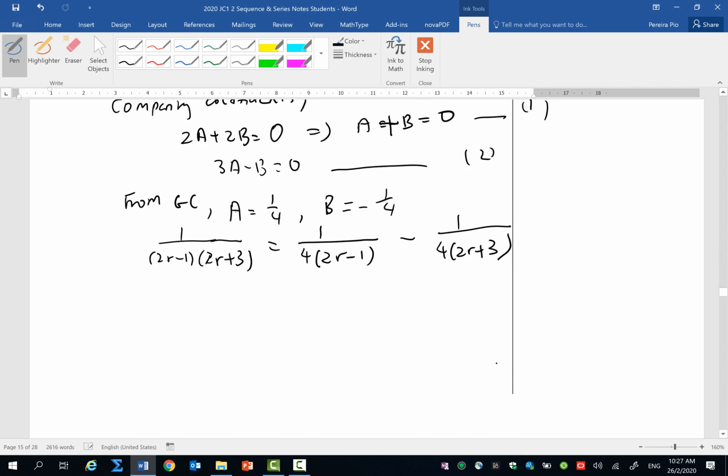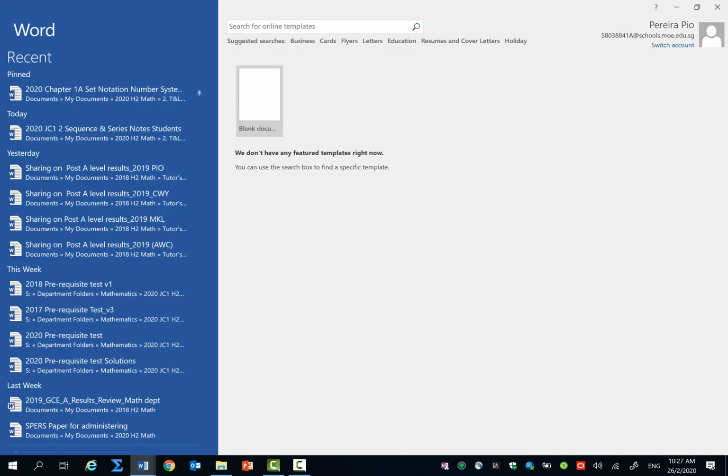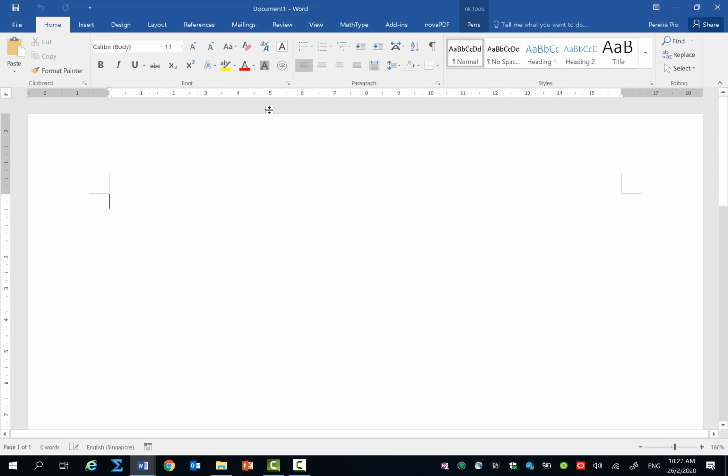Let's see whether there's more space. I probably don't. All right. I think I better take another sheet of paper. Okay, let's look at the second portion. It says, hence find the sum of this.